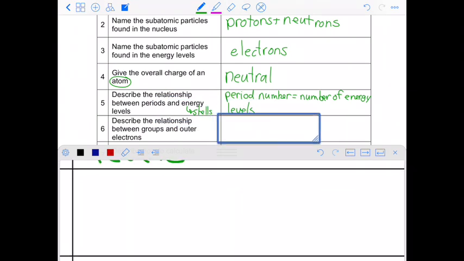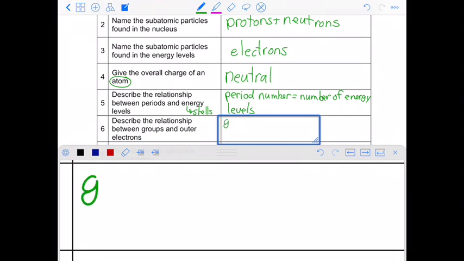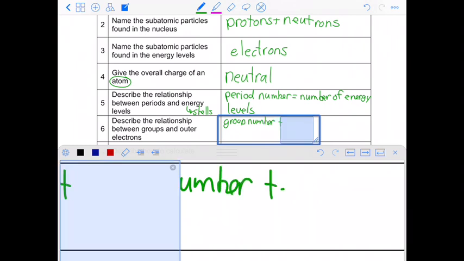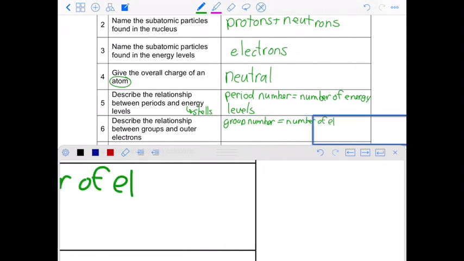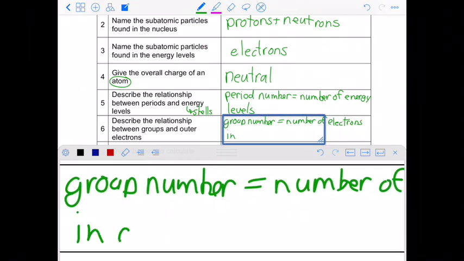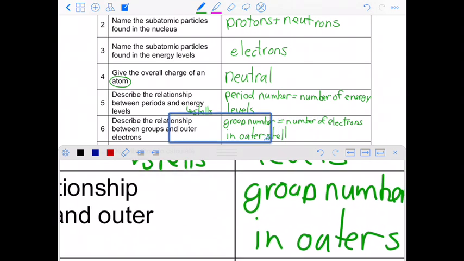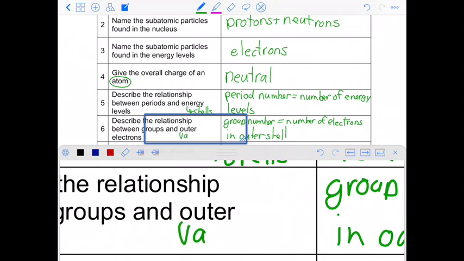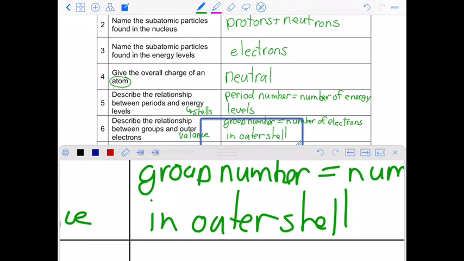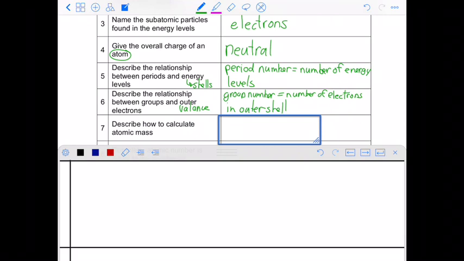The relationship between the groups and the outer electrons: the group number is equal to the number of electrons in the outer shell. Remember that the outer electrons can also be called the valence electrons, and we'll be using that word quite a lot this lesson, so I just wanted you to remember that one.